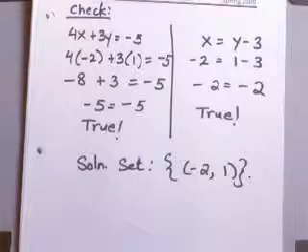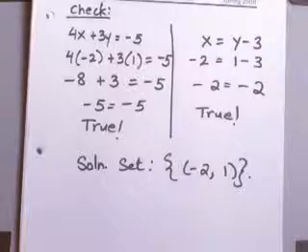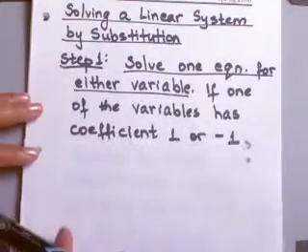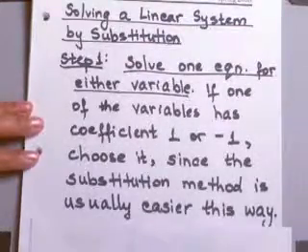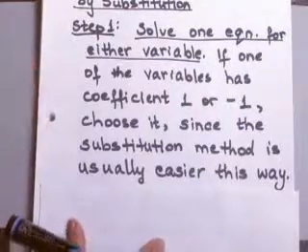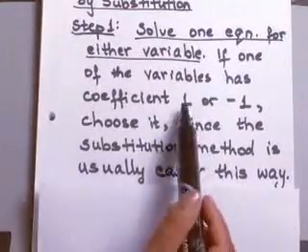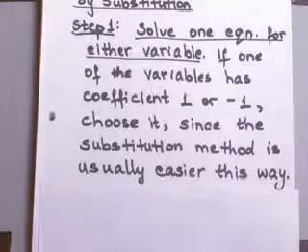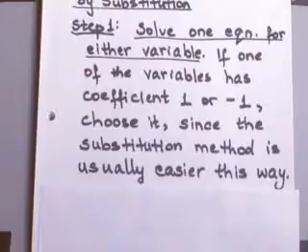Alright, now that we have looked at these two examples, let's just do a quick recap of the steps involved in solving a system of linear equations by substitution. Okay, your first step will be to solve one equation for either of the two variables. If one of the variables has the coefficient of 1 or negative 1, choose that variable, since the substitution method is usually easier this way. So that will be your first step, to solve one equation for any one of the two variables.